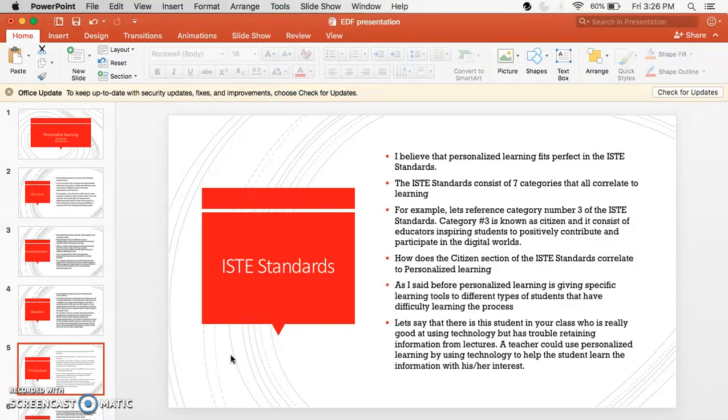So, how does the Citizen section of the ISTE standards correlate to personalized learning? As I said before, personalized learning is giving specific learning tools to different types of students that have difficulty learning the process. Let's say there's a student in your class who is really good at using technology, but has trouble retaining information from a lecture. A teacher could use personalized learning by using technology to help the student learn the information with his or her interests.